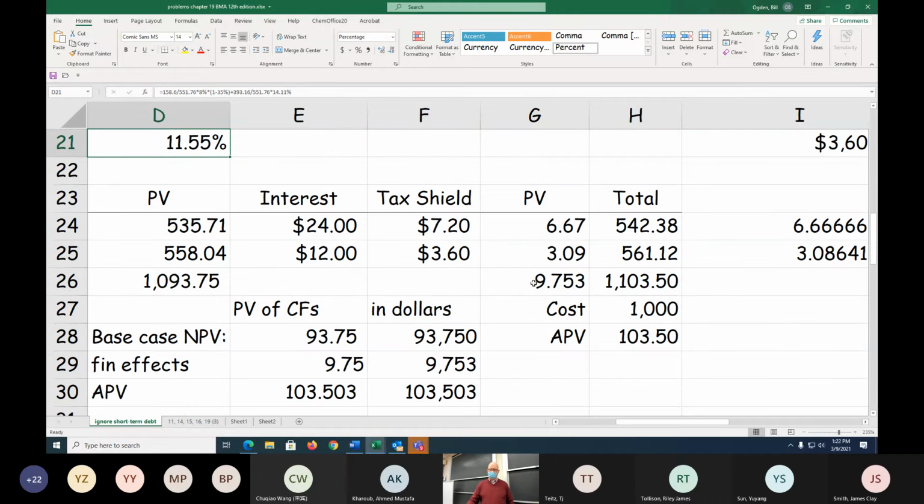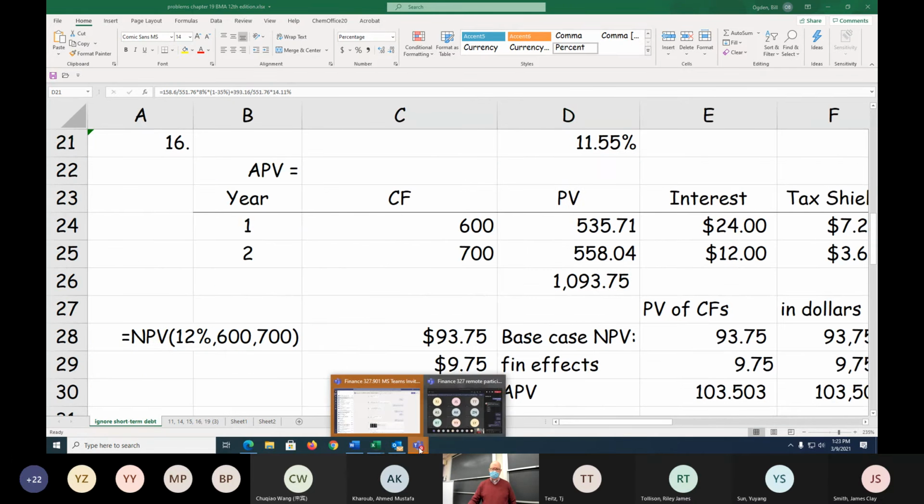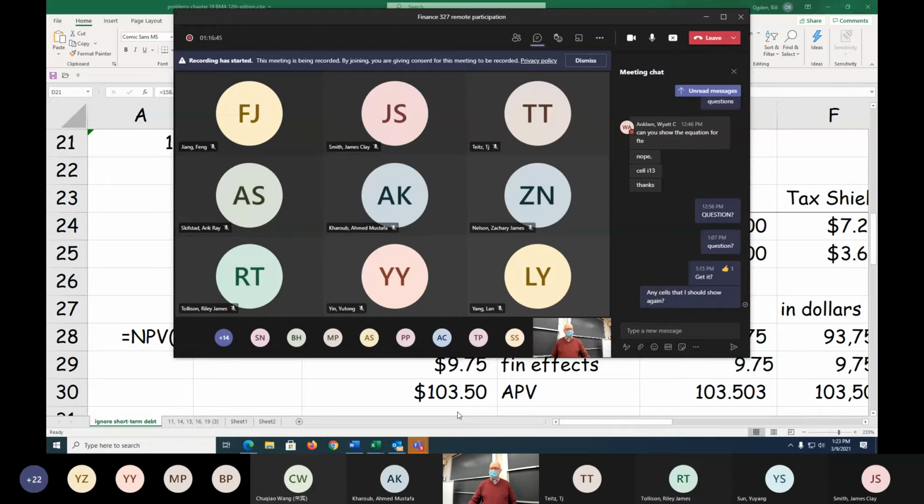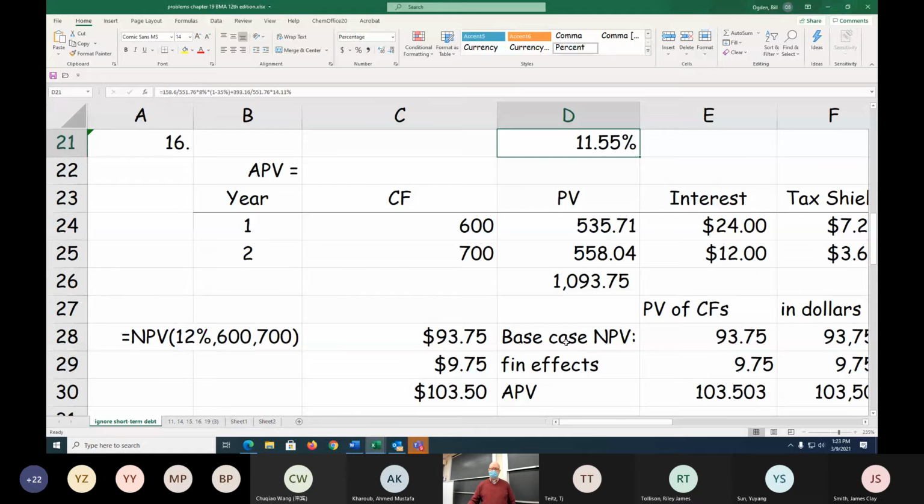Okay. Now let's go to 16. And 16 tries to be tricky. Okay, I don't know why this is flashing on me. Don't get it. 16 tries to be tricky.